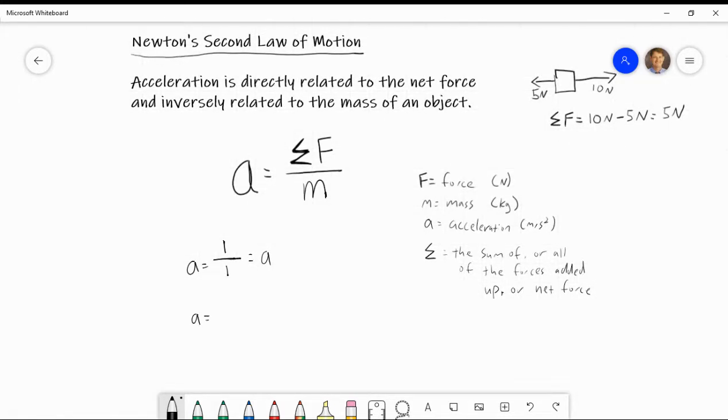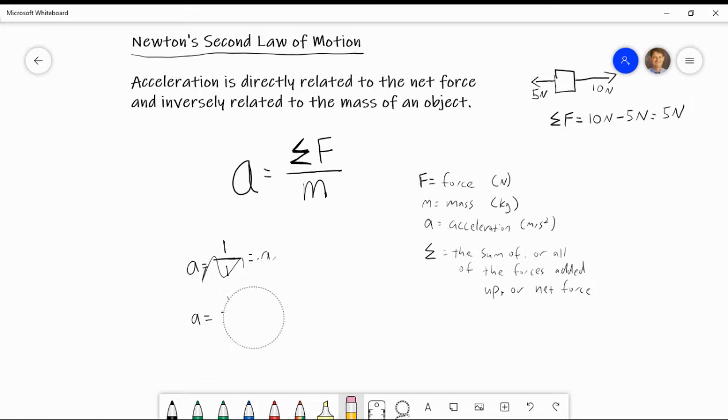Let's say the force is 1 again. And now let's say the mass is 2. Well, now guess what? Acceleration equals 1/2 now, right? And so as you can see, the bigger your mass, the less acceleration you're going to have. And this is really quite intuitive.